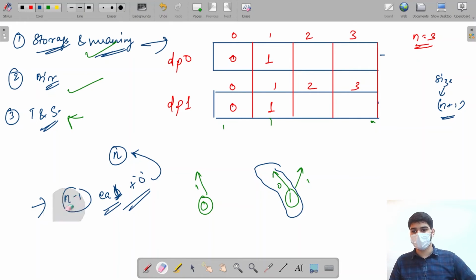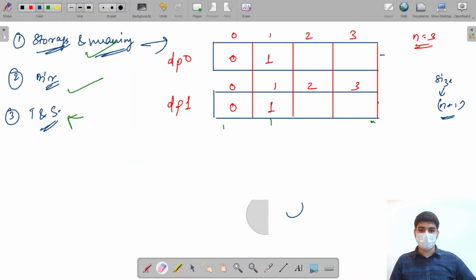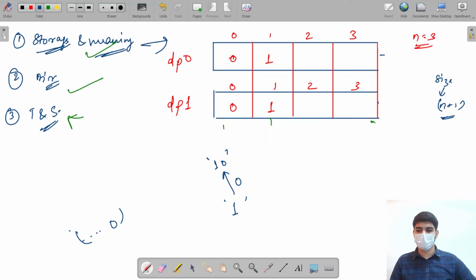Again, let's iterate over this again. What I'm saying is, if I have 1 as my ending digit, then I can add 0 to it and make 1 0. If I have 0 at the end of any string, then I cannot add 0, because it would give me consecutive zeros, which is not desired, right?